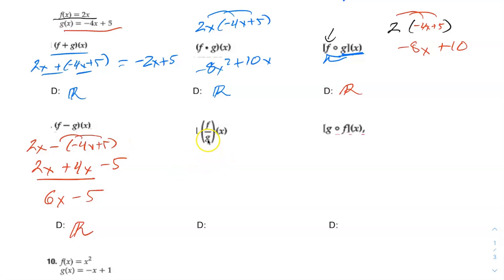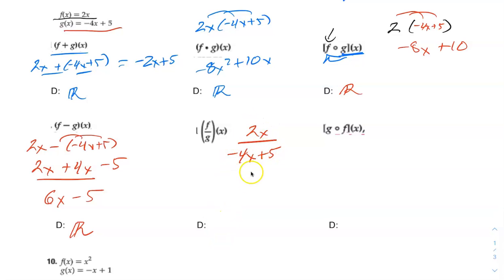Next one, f of x divided by g of x. So f of x is 2x, g of x is negative 4x plus 5. And that's it. That's all I can do there. Nothing reduces. I cannot reduce these two because remember, this is together. It's like a parenthesis here. But what is interesting is the domain. It's not all real numbers anymore.